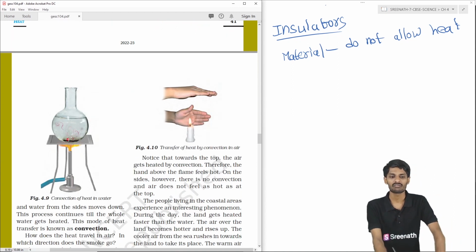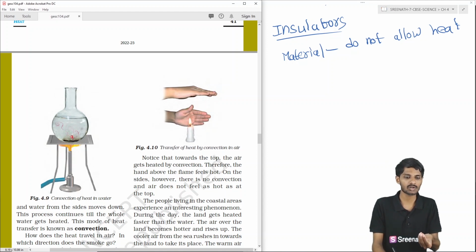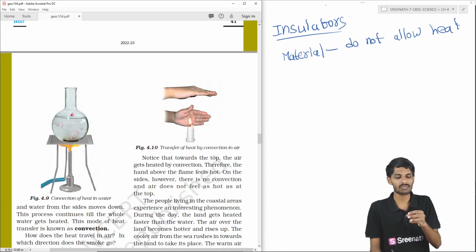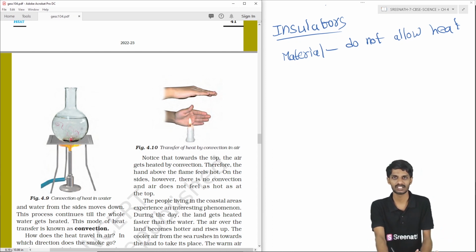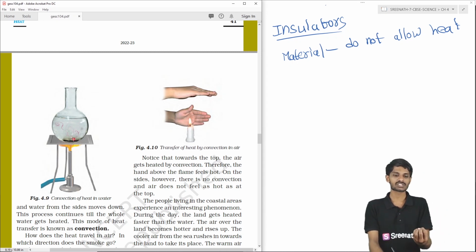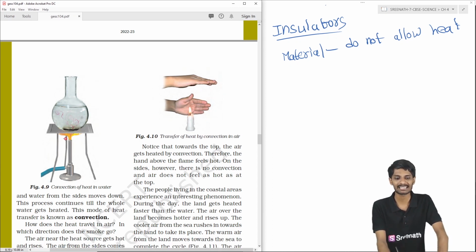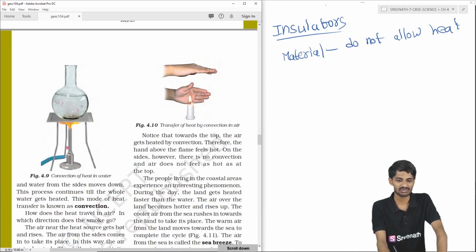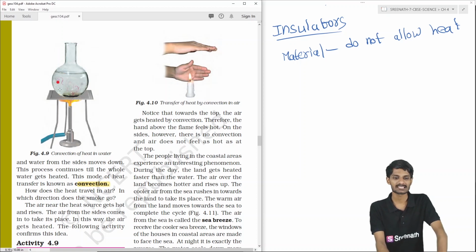What happens? First the water at the bottom gets heated up and becomes hotter, and that hot water moves upward and the cold water on the top goes downward. Again the water becomes hot, again the hot water moves upward and the cold water comes downward. This process goes on until the whole water becomes hot. This mode of heat transfer is called convection, students.